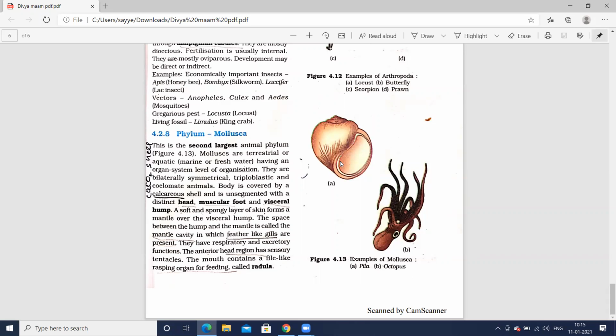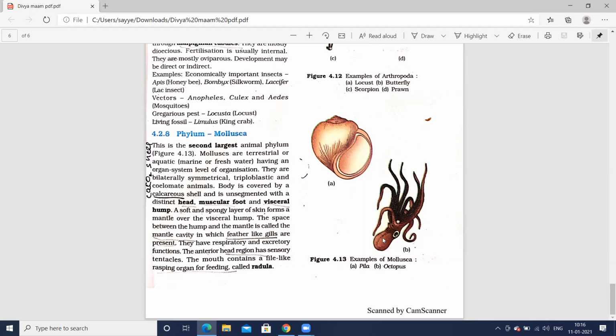The anterior head region has sensory tentacles. The mouth contains a file-like rasping organ for feeding, which is called the radula. Let's try to identify these here. I'm reading out some words. One is your hump. Then I want you to identify the sensory tentacles. Are these the sensory tentacles?